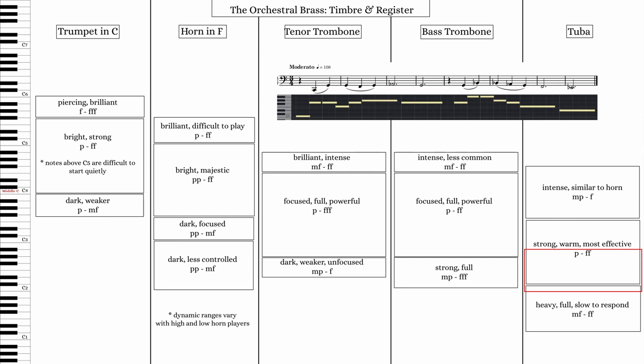And lastly, instead of the tenor trombone, the bass trombone would be capable of the melody in this register, and would provide a slightly brighter and more piercing alternative to the tuba in the same octave.